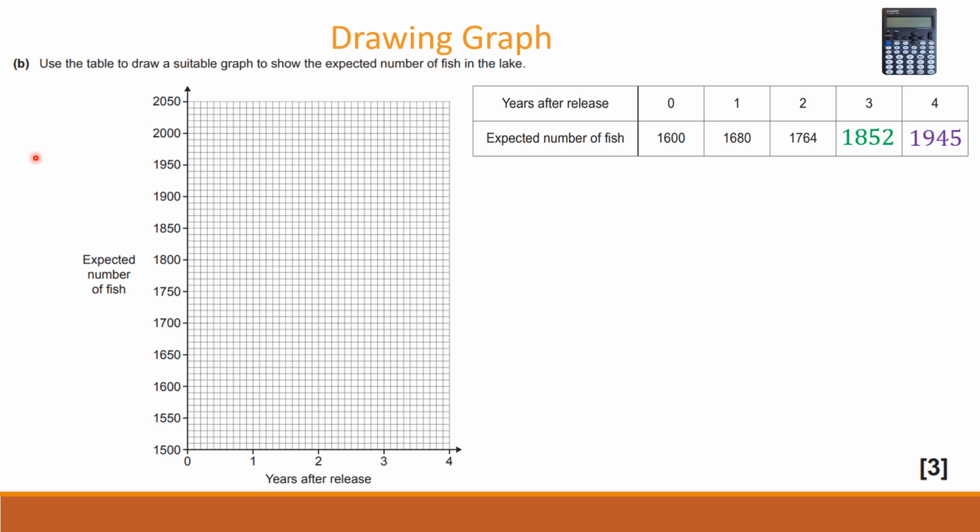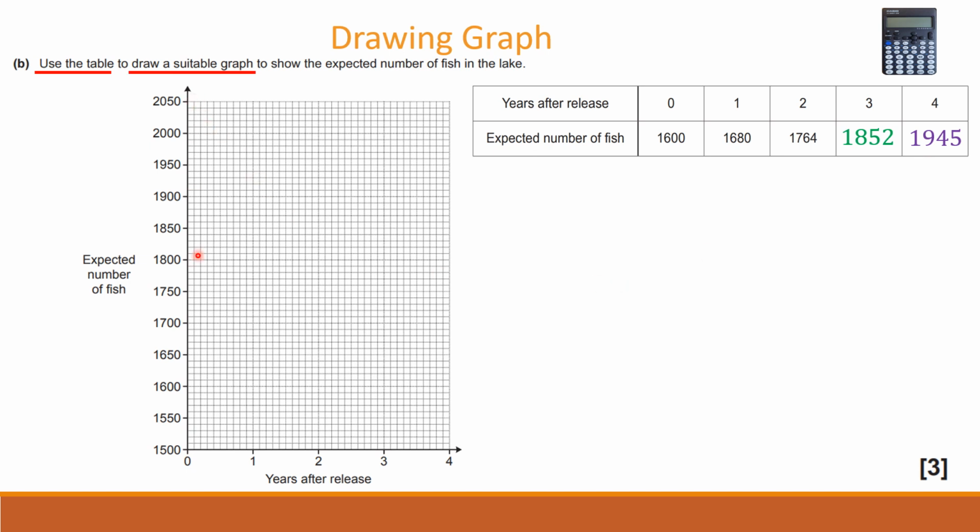This is a question on drawing a graph. The key words in the question are we've got to use the table. So you can see the table on the right hand side over here. This is the answer to part A, so you can see my previous video to explain how to work out the missing values for year 3 and for year 4 on the table. And then you've got to draw a suitable graph.